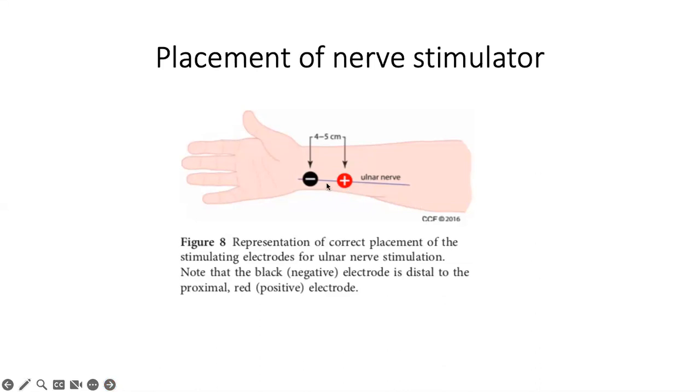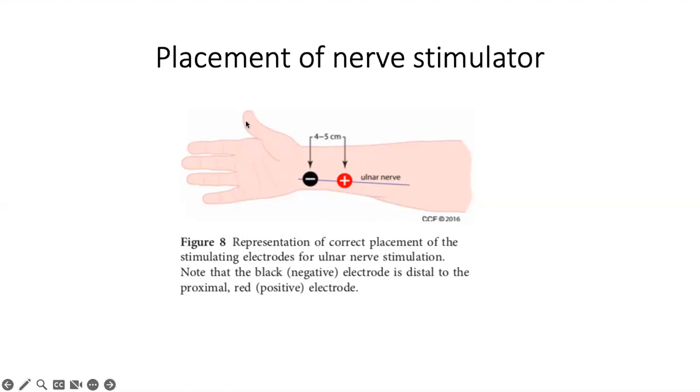So we're interested in the ulnar nerve, as I said. Black tends to be the negative electrode. It might be different in different places, as different monitors might be different. But what you need to know is the negative is distal and the positive is the one that is proximal. The distance between them is about 4 centimeters, and this negative electrode is placed just a little bit above the wrist, about 1 or 2 centimeters above the wrist. And they do ask this in the exams.